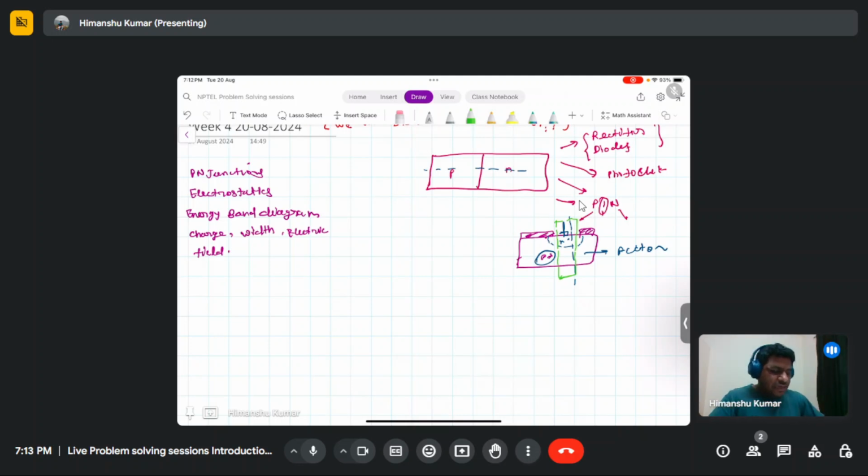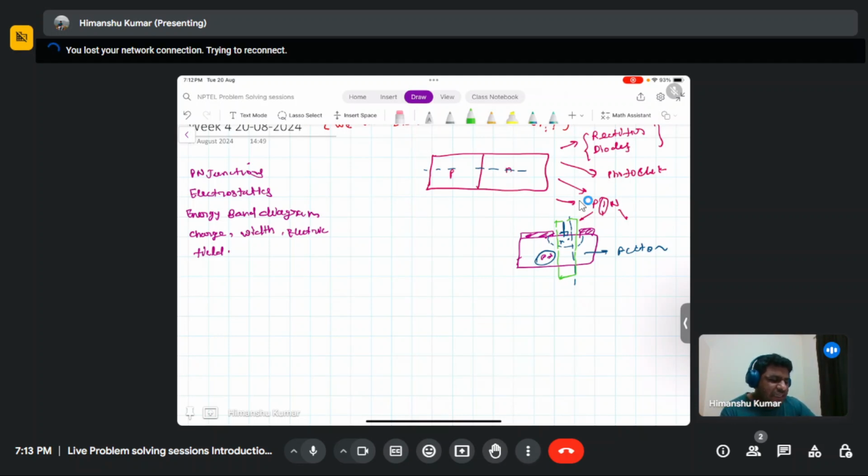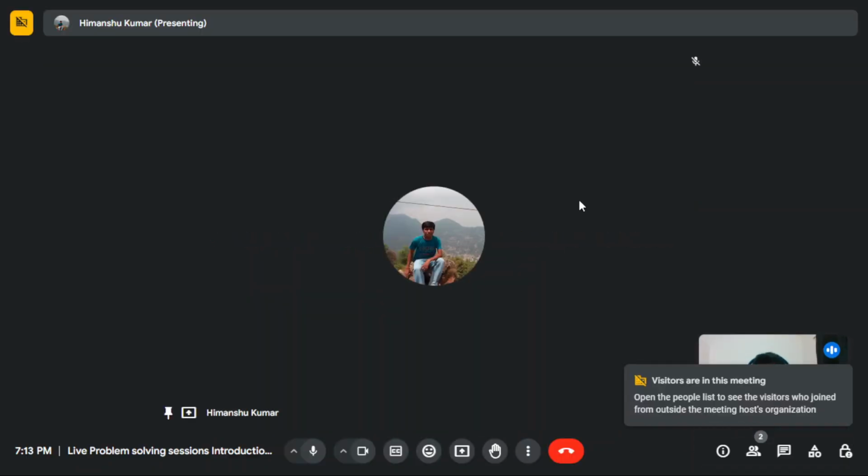Now, if you make a junction, in the ideal way, I will draw the band diagram in parallel. A band diagram is basically drawn with respect to the vacuum energy level.